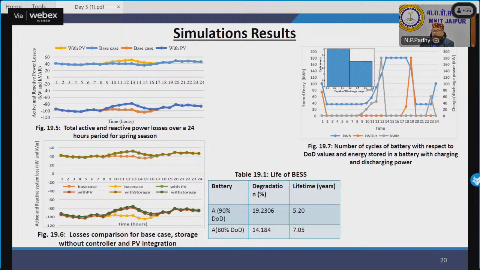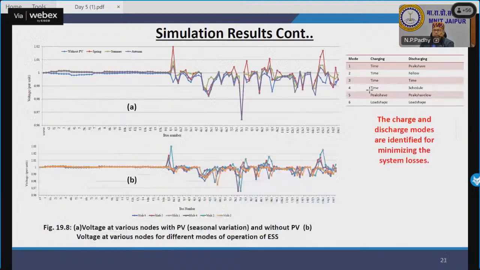And you could see the number of cycles of the battery with respect to DOD value, and the energy stored in the battery with charging and discharging power. All these solutions with the PV base case have been demonstrated, along with total active and reactive power losses over the 24-hour period, and then a losses comparison for the base case, storage with or without controller, and PV integration.